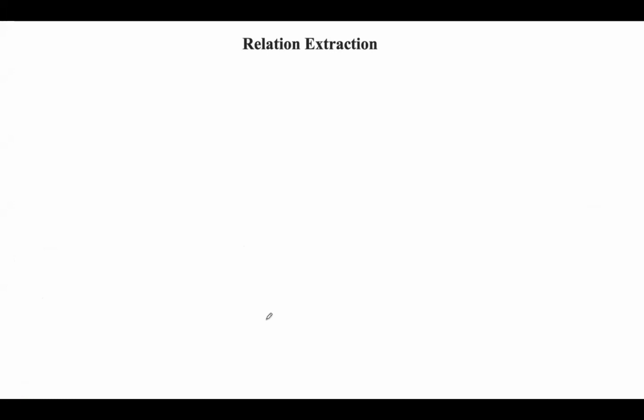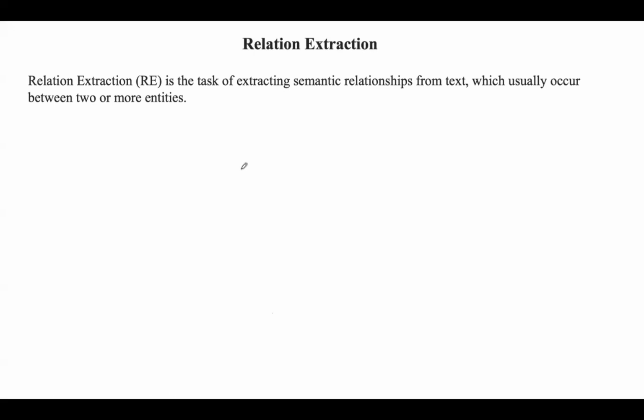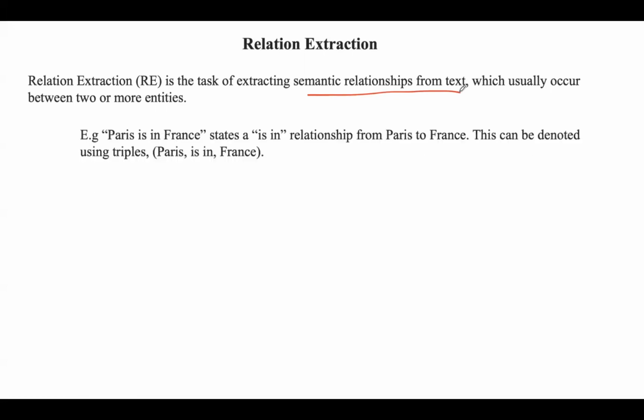In this lecture, let us discuss relation extraction. Relation extraction is nothing but a process or a task of extracting semantic relationships from text. It usually occurs between two or more entities. Say, for example, the relations can be of different types.